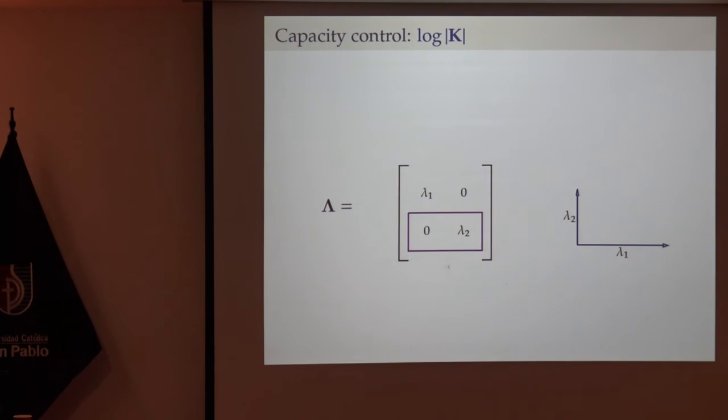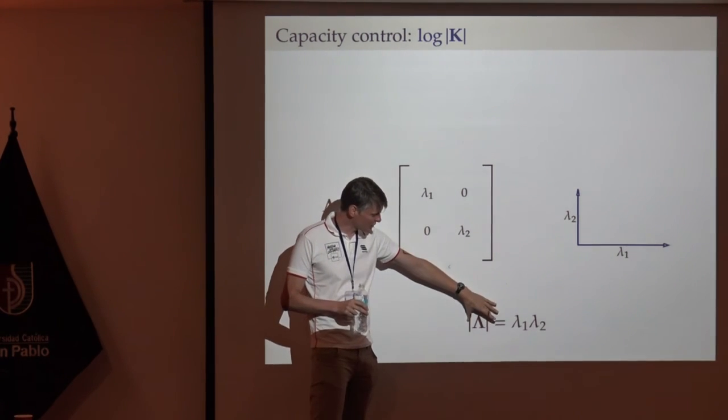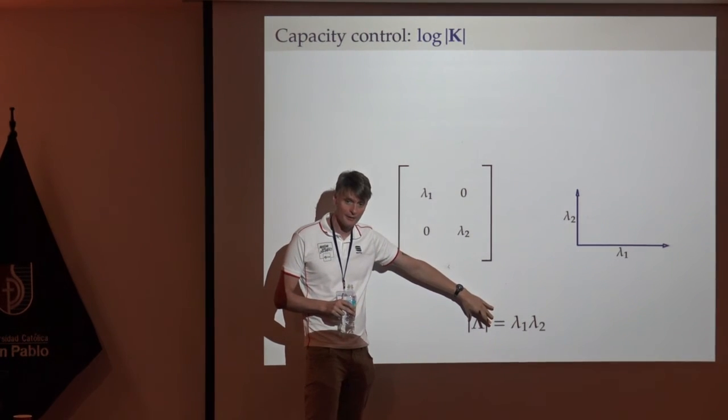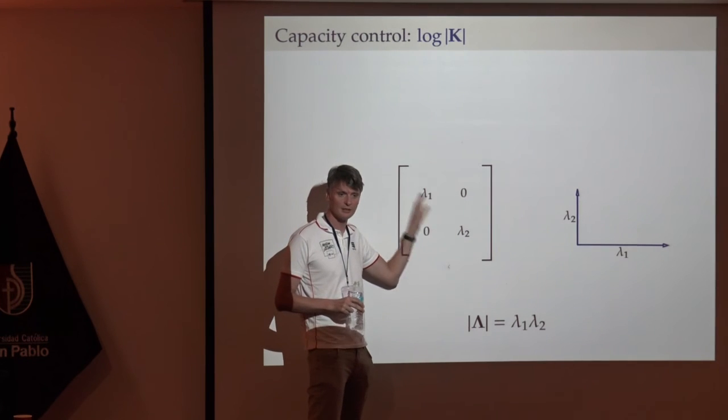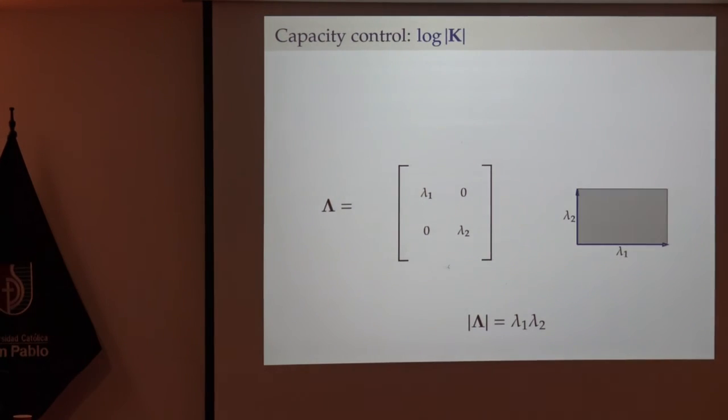So the capacity control, if we look at lambda, that basis function there, it's giving us sort of the axis of a box. Now the determinant of K is actually, because it's just a rotation matrix either side, the determinant of lambda. The determinant of lambda is just the product of these diagonal values. So these diagonal values give us a box like that.